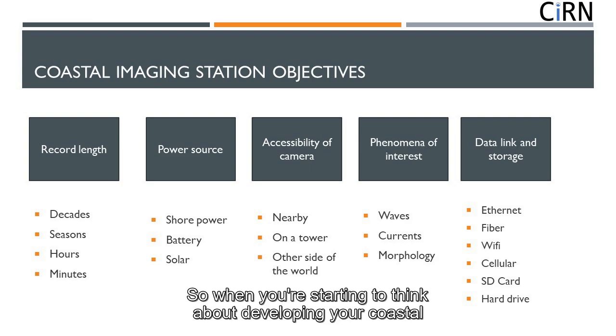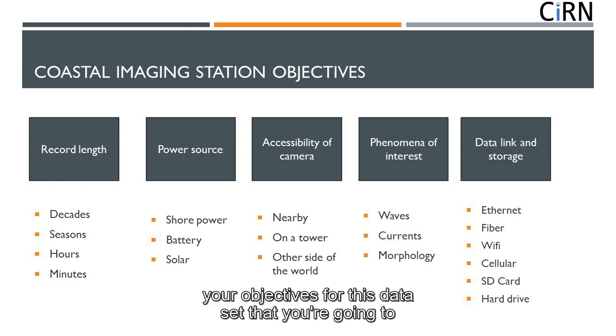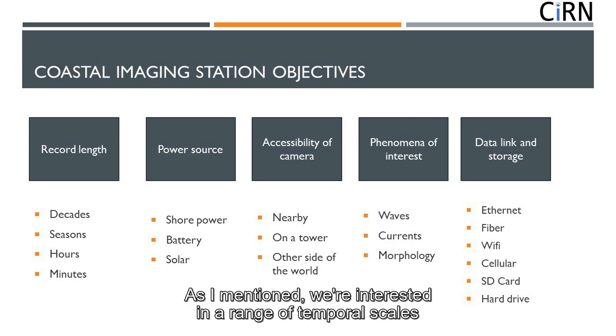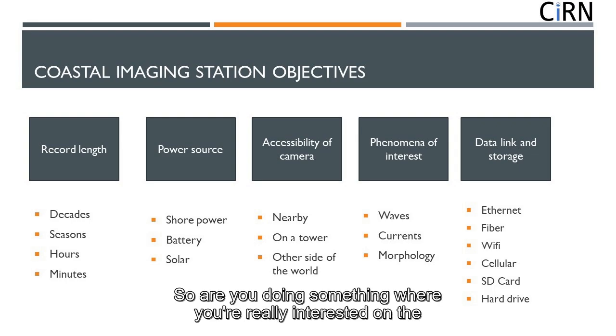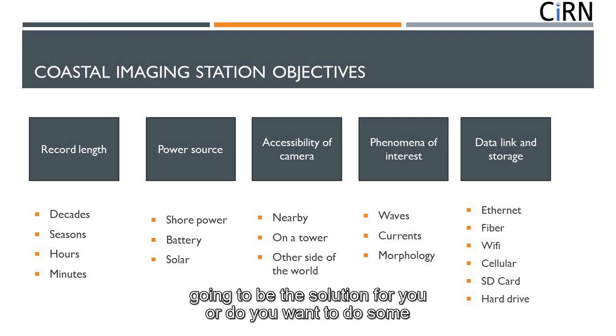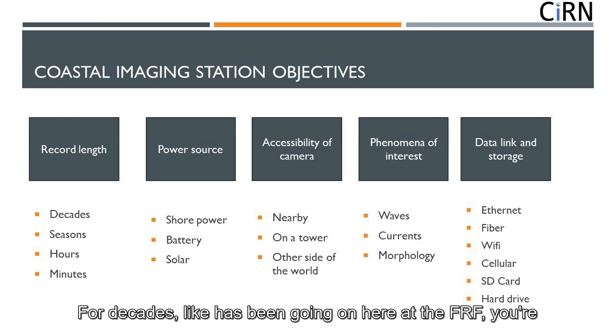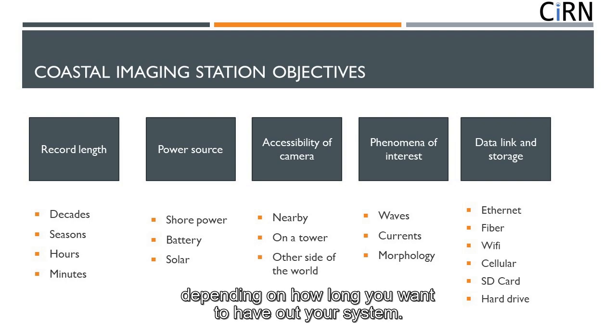So when you're starting to think about developing your coastal imaging station, you want to start to think about what are your objectives for this data set that you're going to produce. As I mentioned, we're interested in a range of temporal scales when we're doing coastal imaging. So are you doing something where you're really interested on the minute time scale and setting up an action cam like a GoPro is going to be the solution for you? Or do you want to do some coastal monitoring for decades like has been going on here at the FRF? You're going to think about a very different approach depending on how long you want to have out your system.